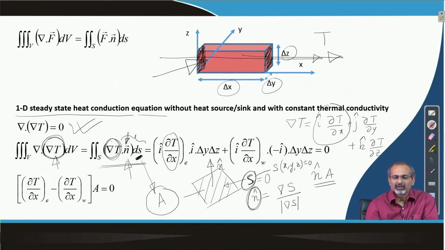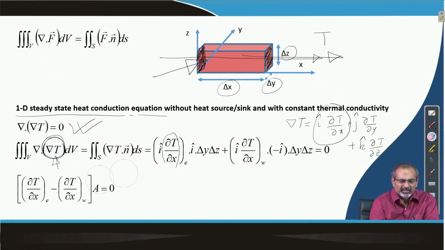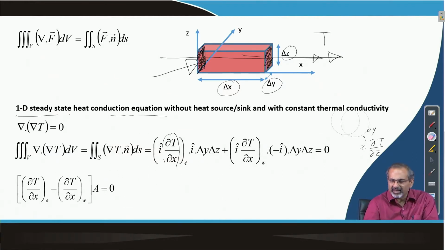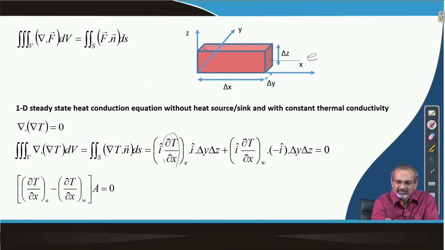There are no fluxes moving through the other surfaces of the control volume. This is something that we have to understand. So, if that is the case, you will have only the east and the west phase of the control volume taking part in the flux transfer. So, this is your east phase, this is your west phase.